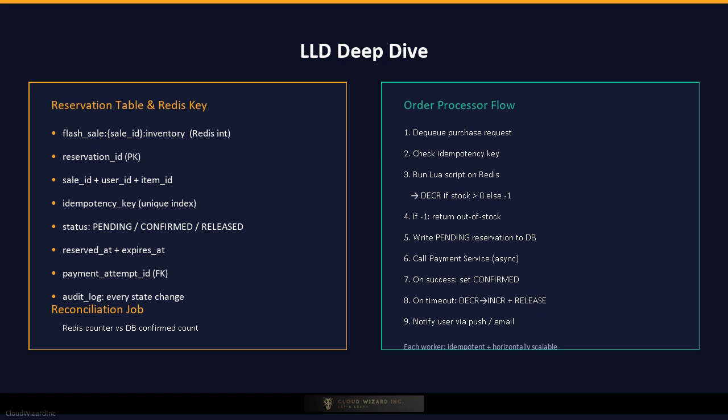The reservation record written to the relational database contains sale ID, user ID, item ID, reservation timestamp, status (pending, confirmed, or released), and an idempotency key. The order processor is a horizontally scalable consumer group, reading from the purchase queue. Each worker holds one message at a time and acknowledges only after the Lua script and database write both succeed. The payment service is called via an asynchronous RPC with a 30-second timeout. A separate reconciliation job runs every 5 minutes comparing the Redis counter with the count of confirmed reservations in the database and alerts on any discrepancy greater than 0.